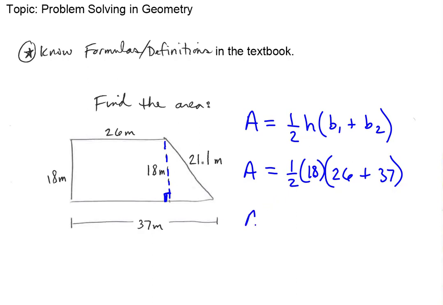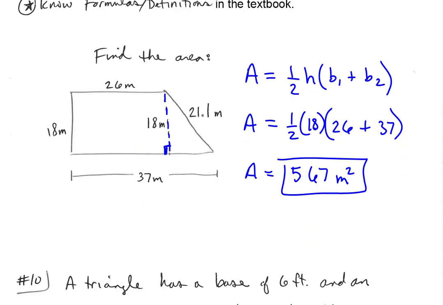Now all we have to do to find the area is simplify this arithmetic. If you just crunch these out, 1/2 times 18 is 9, and then inside the parentheses you have 26 plus 37. If you add that up and multiply it by 9, a calculator should help you get 567. And then for area, we wouldn't just put m for meters, because that's the unit given for all these lengths. Area is always square units, so we're going to put meters squared as our final area result.